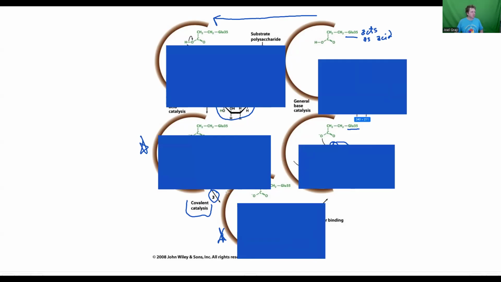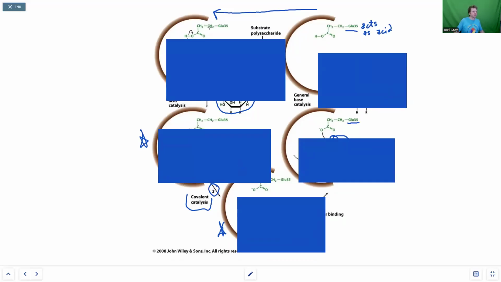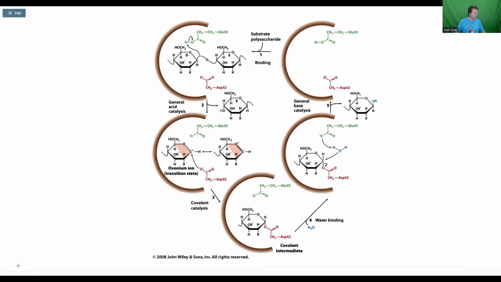All I am doing is tracking my glutamic acid. What changes about glutamic acid? It's protonated, then deprotonated, then deprotonated, deprotonated, and then it's protonated again. So it starts protonated and I need to end it protonated. Isolating different components of any mechanism is helpful because it gives you a story in that amino acid's myopic view.